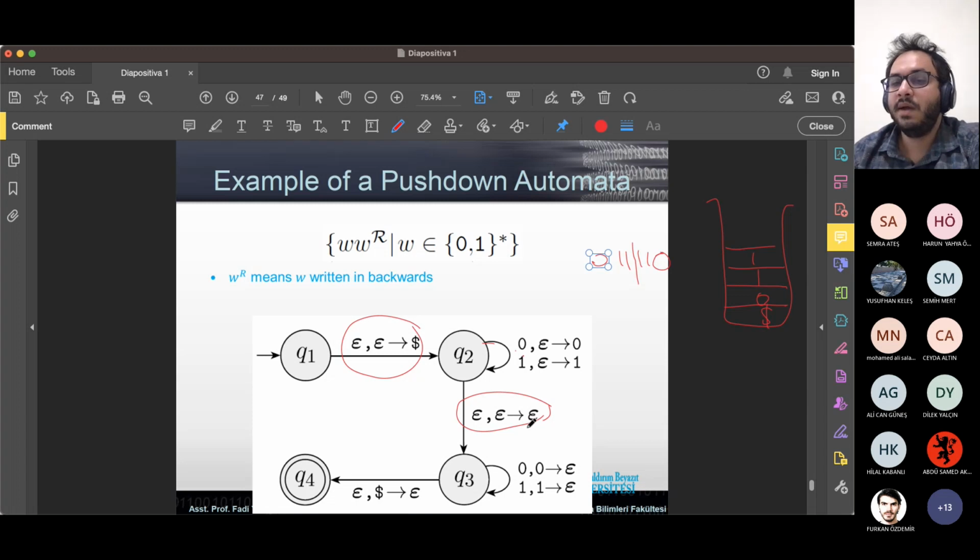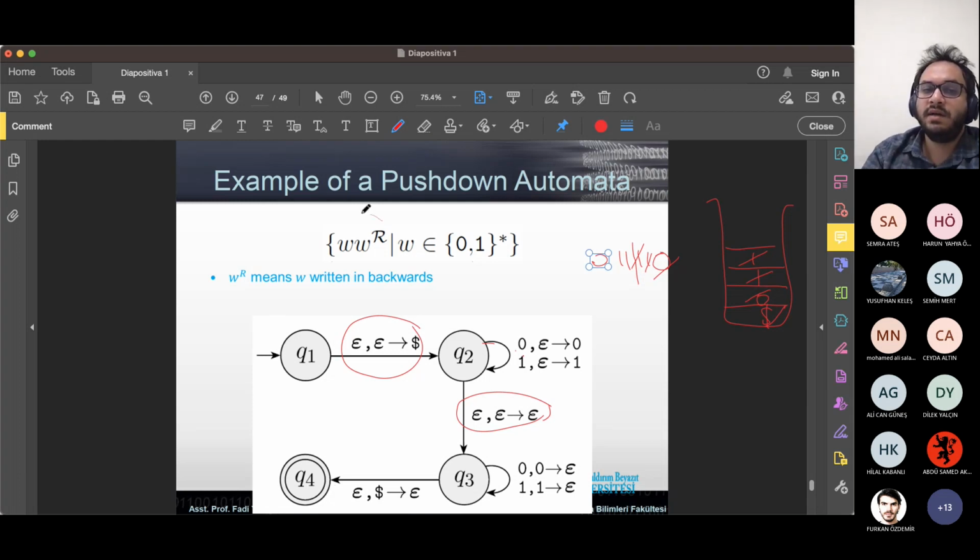Only one path should be working. And right now, we know where the middle point is, so we can just cut it from there and jump here. If you read the 1, you pop a 1 and push nothing. If you read the 1, pop 1 and push nothing. If you read the 0, pop 0, push nothing, and everything is done. Read nothing, push the $ sign, and end it here.